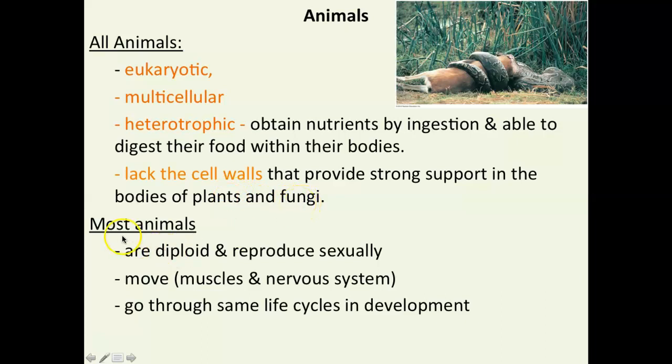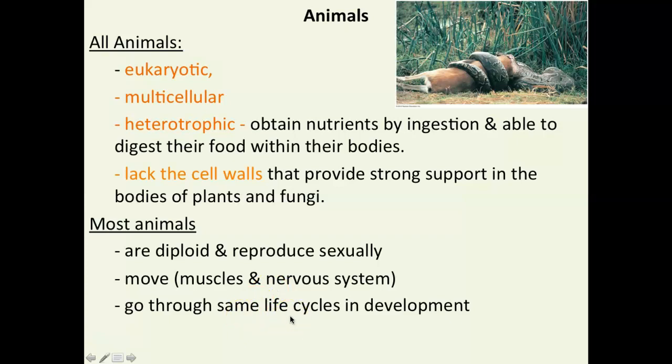And then most animals fit these three. So there are going to be some exceptions to the rule. There's a very wide variety of animals on the planet that fit these four definitions. But when we think of an animal, like this python up here, or the poor deer or antelope, whatever he's eating, we think of these animals as fitting these characteristics. So they're diploid, animals reproduce sexually. Most animals can move, of course. They have muscles and the nervous system to help them move. And they go through the same life cycles in development.